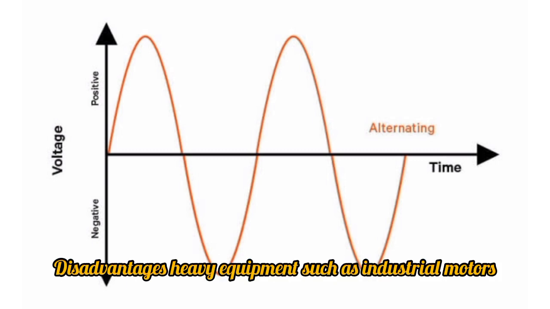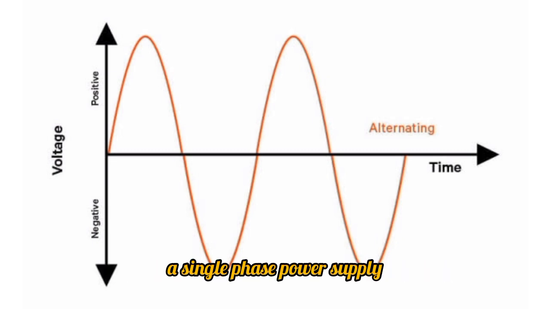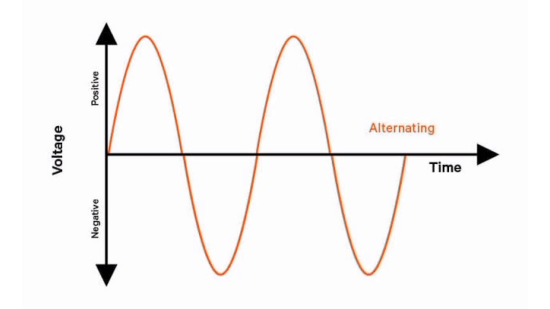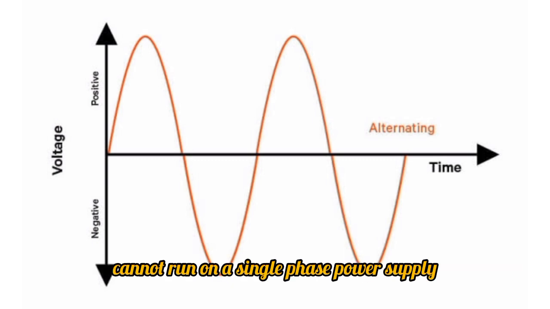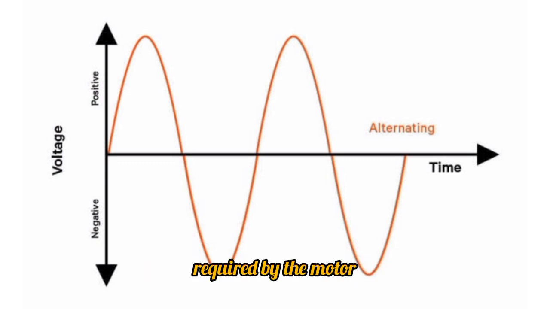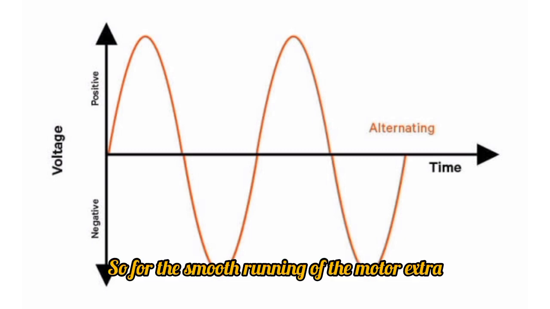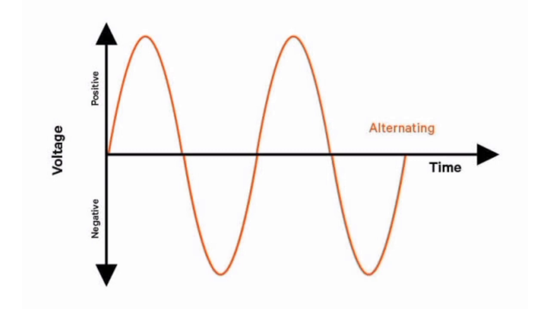Disadvantages: heavy equipment such as industrial motors and other machinery alike cannot run by using a single-phase power supply. Small motors, which are less than a single kilowatt, cannot run on a single-phase power supply because of the absence of initial torque required by the motor. So, for the smooth running of the motor, extra equipment called a motor starter is required.